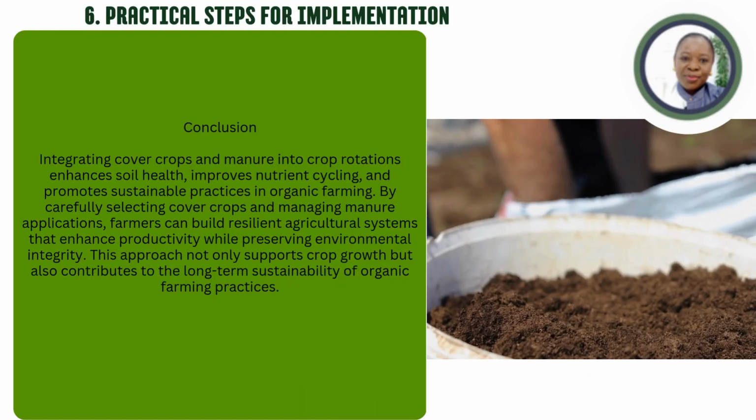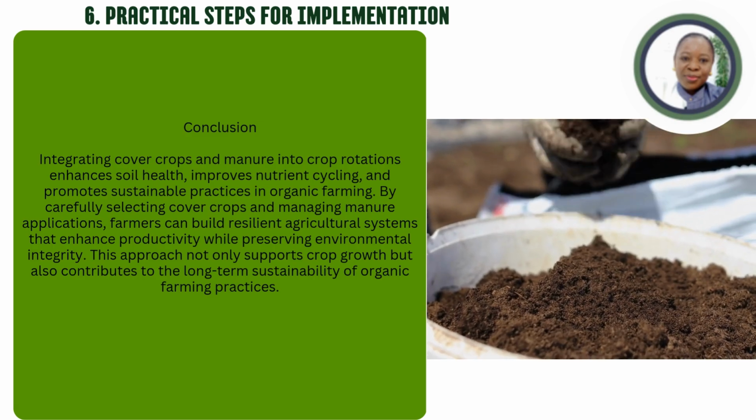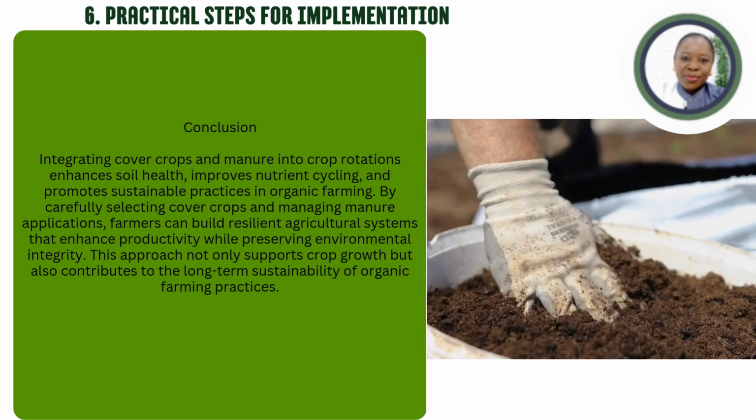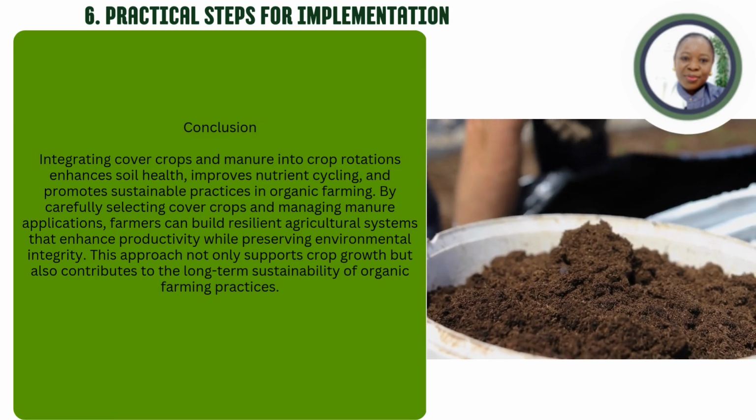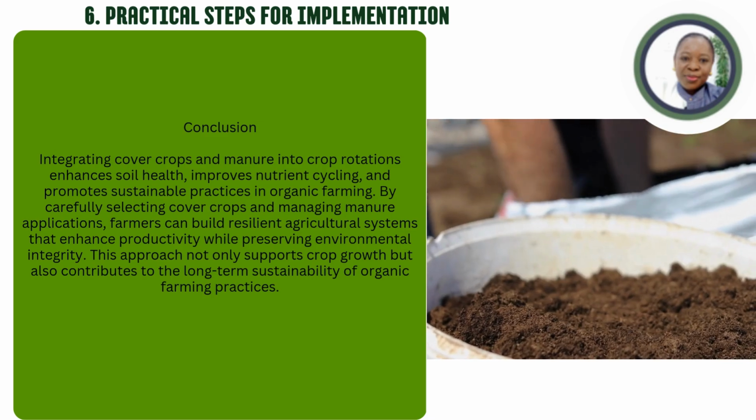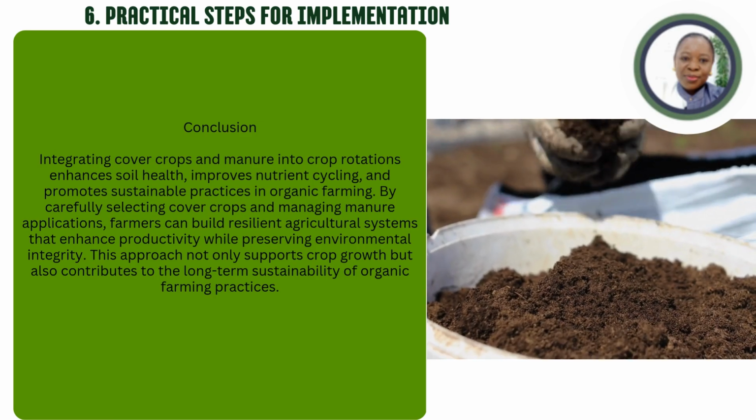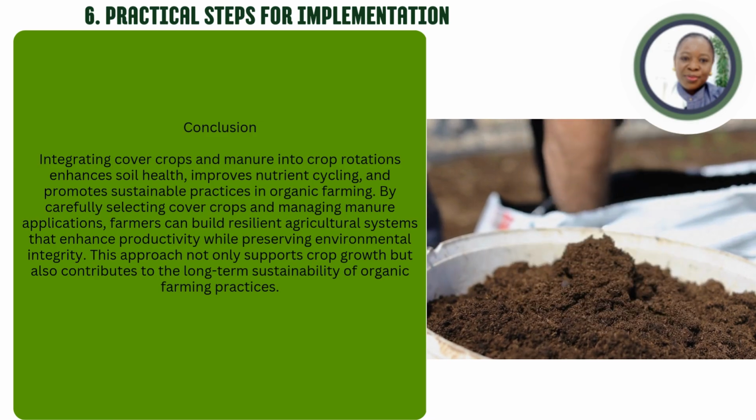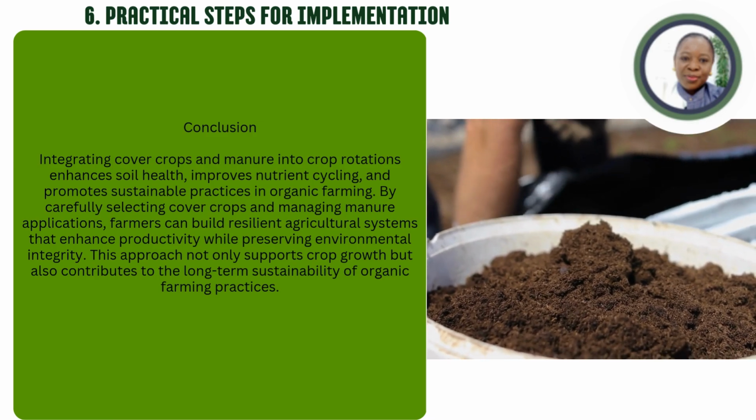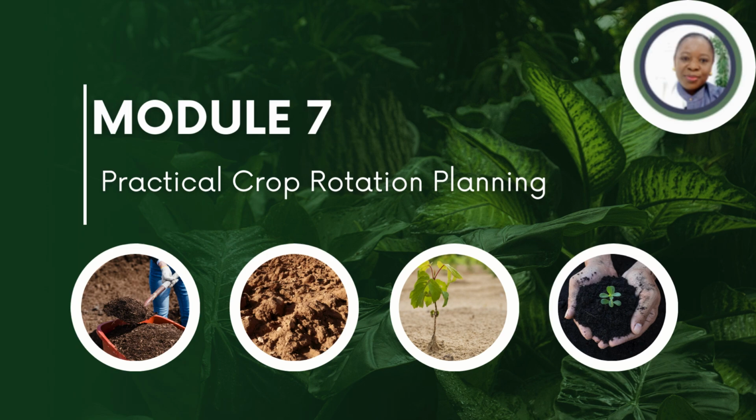Conclusion: integrating cover crops and manure into crop rotations enhances soil health, improves nutrient cycling, and promotes sustainable practices in organic farming. By carefully selecting cover crops and managing manure applications, farmers can build resilient agricultural systems that enhance productivity while preserving environmental integrity. This approach will not only support crop growth but also contribute to the long-term sustainability of organic farming practices. Module 7: Practical Crop Rotation Planning.